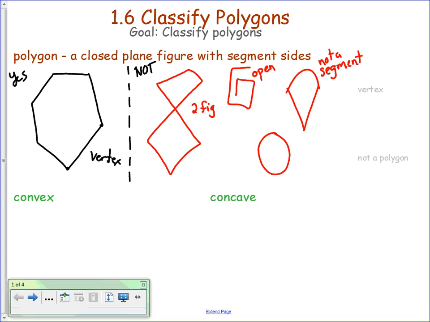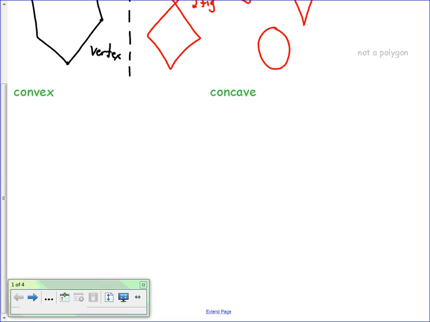For things that are polygons, there are two types of polygons. It is either convex or concave. It is one or the other. Convex. We will say that all points, so all vertices, vertices is the plural of vertex. We don't say vertexes, we say vertices. So all vertices are on the exterior.